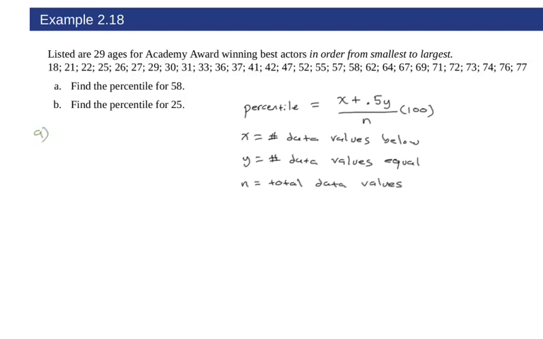Okay, so let's first start off with finding the percentile for 58. So 58 is here. What we're going to want to do is count how many data values are below it. The data values below 58, that's our X, it's going to be 18. So there's 18 values below it. Again, these have to be already sorted in ascending order here. Now, Y is the number of times that 58 appears. It only appears one time, so it's just going to give us 1 in this case.